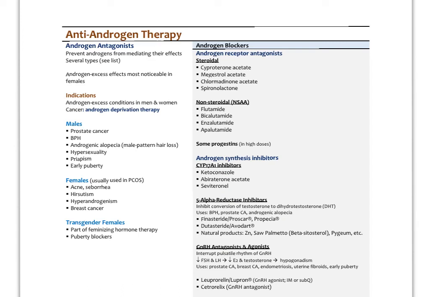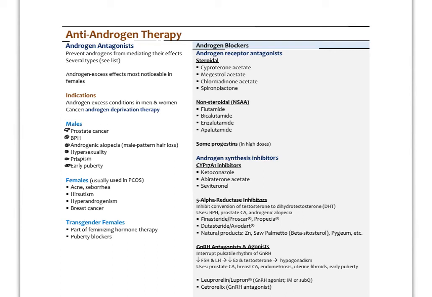So we talked about therapies that increase androgens. Now I want to just say a few things about anti-androgen therapy. These are androgen antagonists, and they essentially prevent androgens from mediating their effects. This is a complex class of drugs because there are many different types, but they're basically used in males in the treatment of prostate cancer, BPH, androgenic alopecia, that's male pattern hair loss, hypersexuality, priapism, and then early puberty. So those would be indications in males.